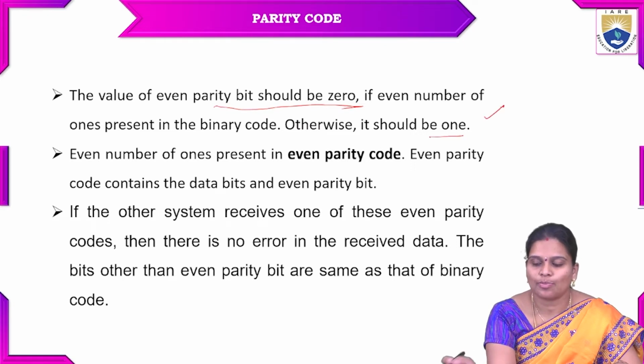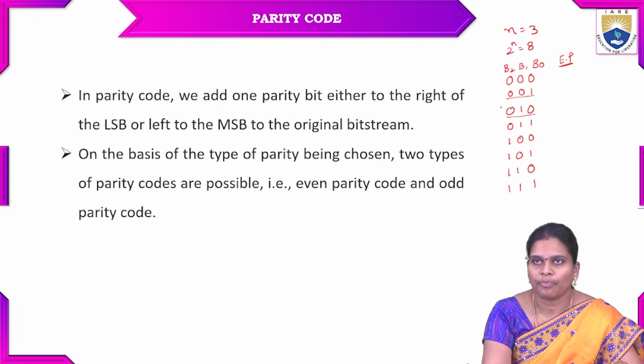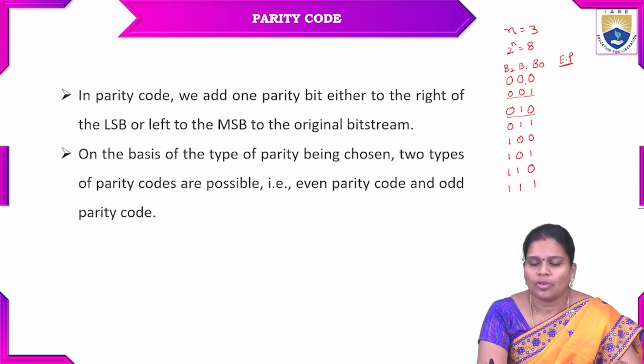So what is the concept of even parity? If the number of ones is even, the parity is 0, otherwise it is 1. First we observe 0 0 0. Here there are no ones, so the parity is 0.